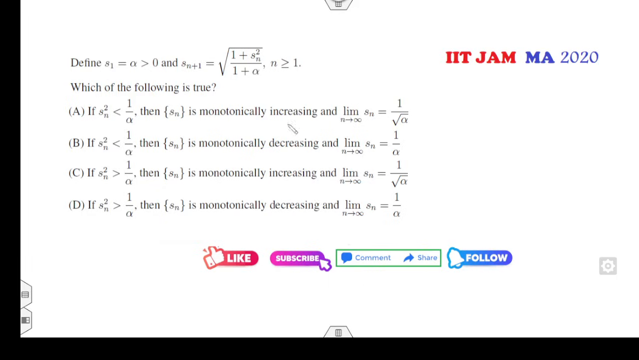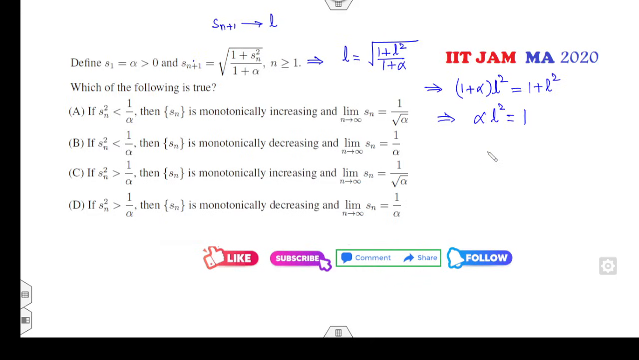Look at the next one. Your target is a monotonic sequence. We need to find the limit, so I can assume L. So this value will be L under root of 1 plus L square over 1 plus alpha. Can you solve them? If you square and cross multiply, you will get this expression. So that implies alpha L square is 1. Alpha is plus minus, but the first value is positive. So that converges to 1 by root alpha. So the D option is cancelled and B option is cancelled.